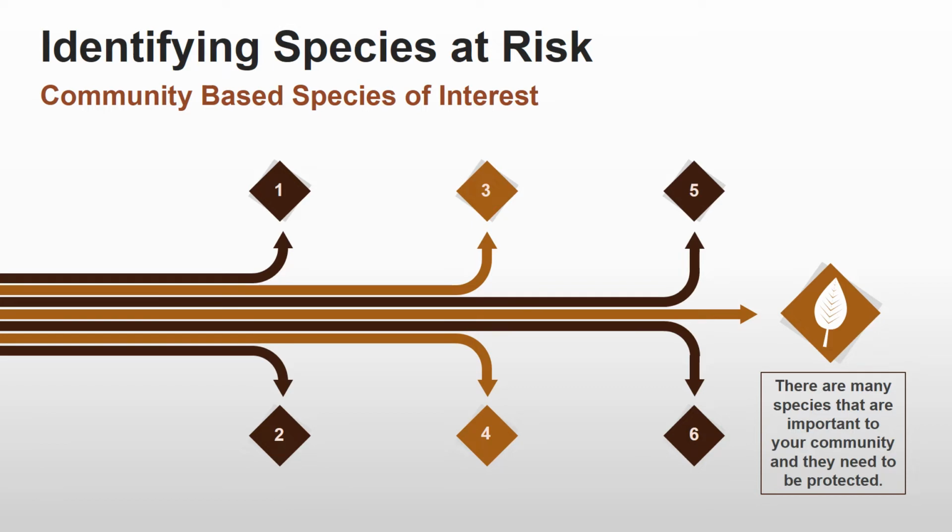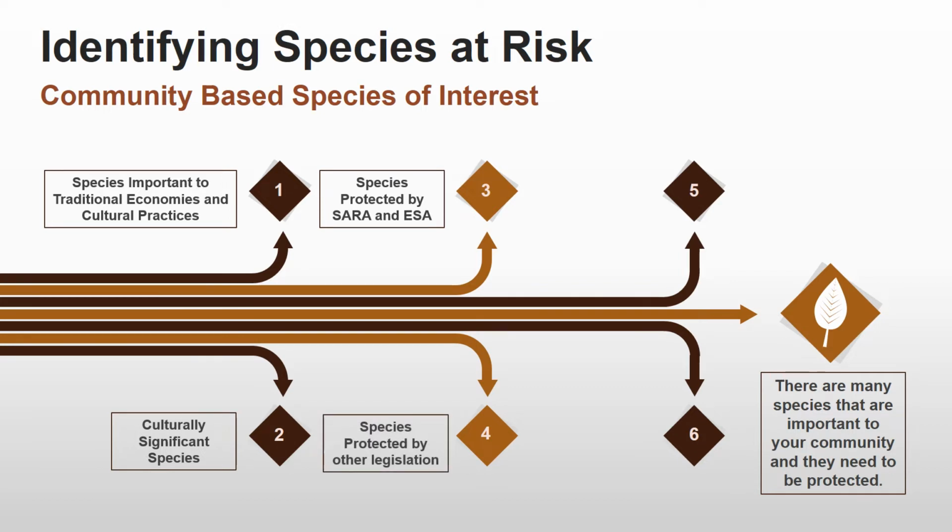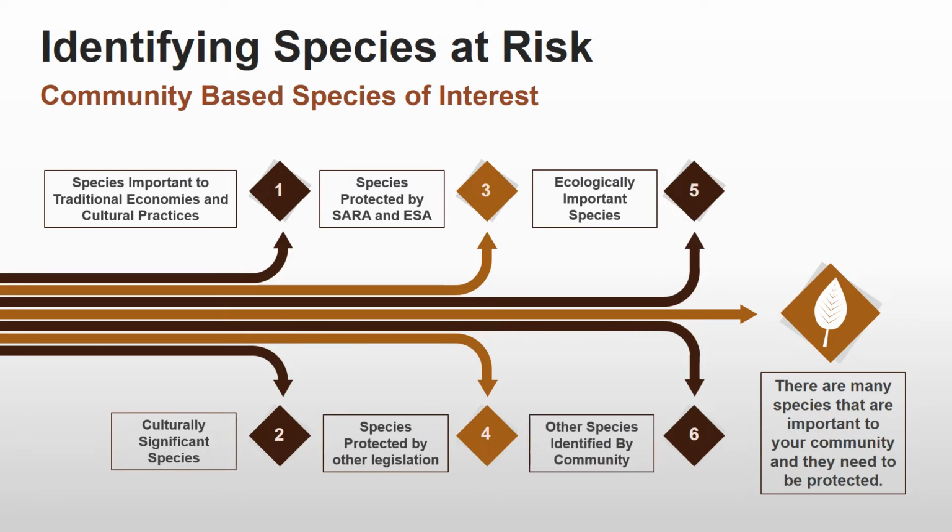Identifying species at risk can look different depending on the kind of species you are aiming to protect. It is important to include community-based species of interest to guide your land relationship vision. The overall vision for your relationship with the land is heavily influenced by what kind of species are identified for protection. These can be species that are important to traditional economies and cultural practices, other culturally significant species, species protected by the Species at Risk Act and the Endangered Species Act, species protected by other legislation, ecologically important species, and other species identified by the community.